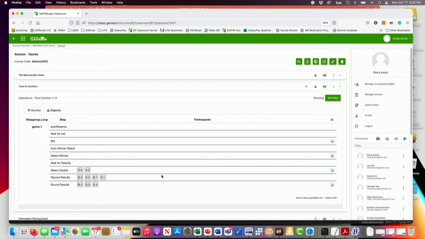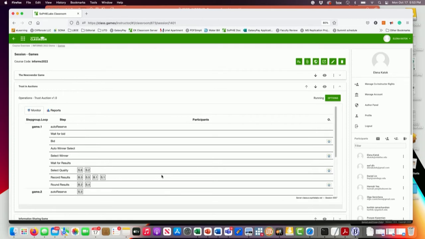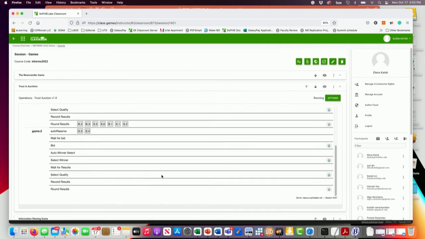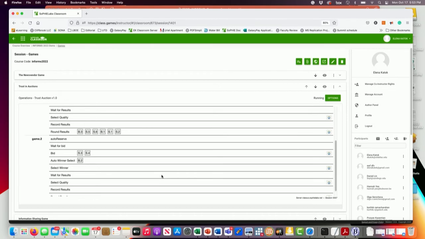Okay, so once the winner selects quality, which I think happened in one of the groups already for the first round, then everybody sees the results and then they can play again. I think this one has, how many rounds does this one have? It should say on the screen. Is it 10? Okay, so we may not need to play 10, just to give you a sense of how this works. But let's play a couple.